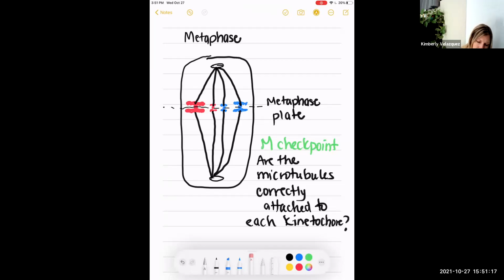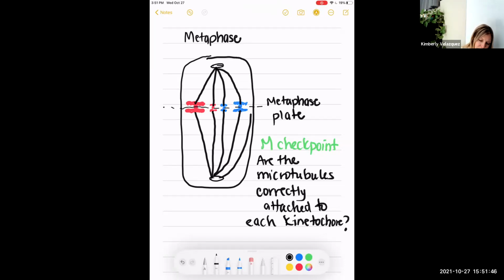Imagine if that one wasn't. Now what's going to happen is when this divides into two new cells, one cell's not going to get any of that chromosome and one's going to get too much. So one's going to get too much DNA and one's going to be missing some DNA. So that would be an error in cell division. That checkpoint is making sure that everything is correctly attached to a kinetochore.